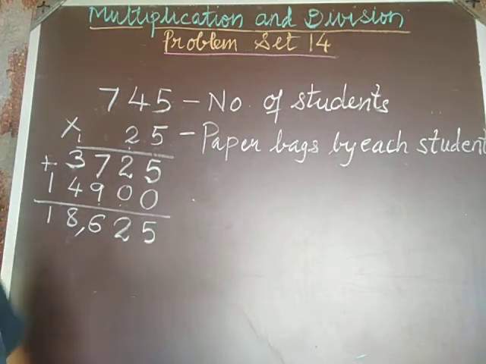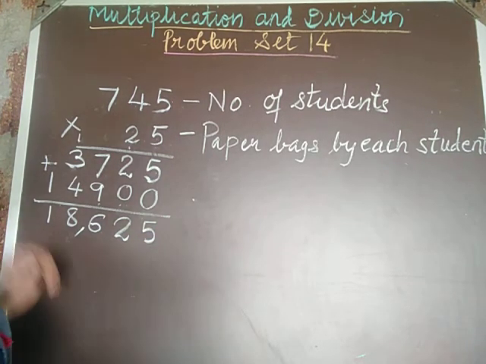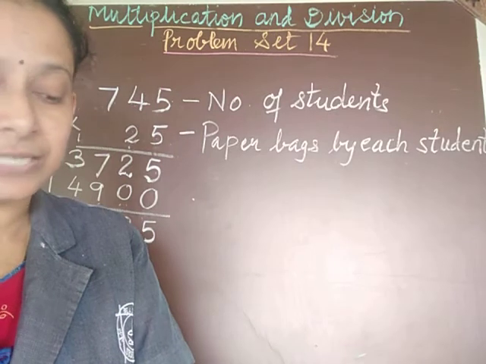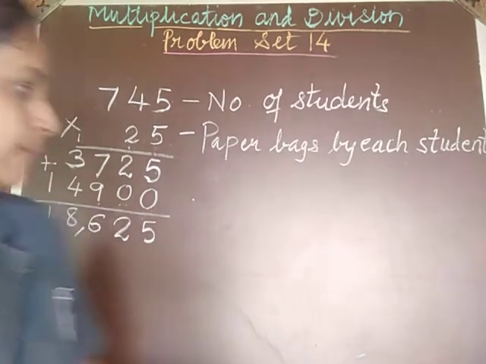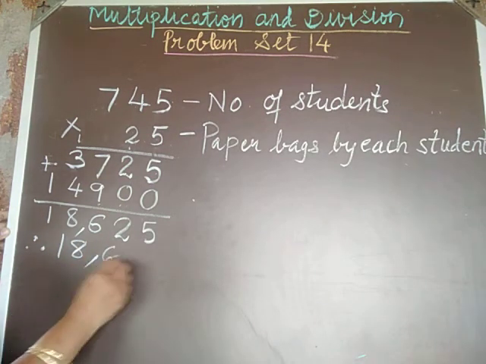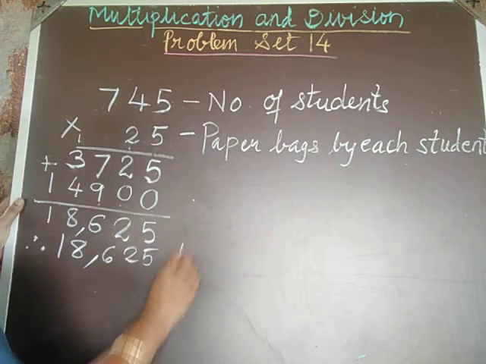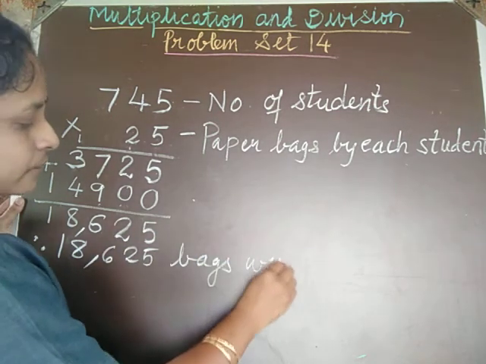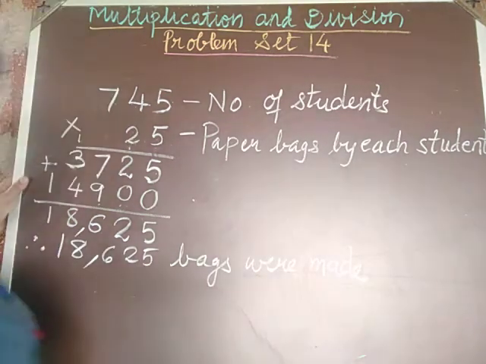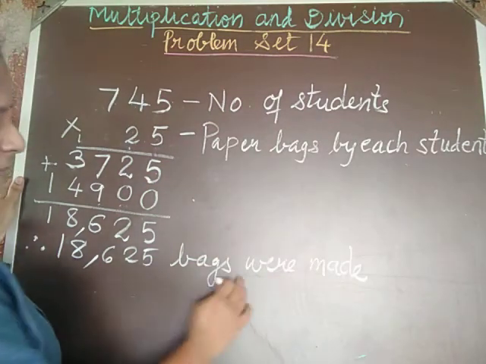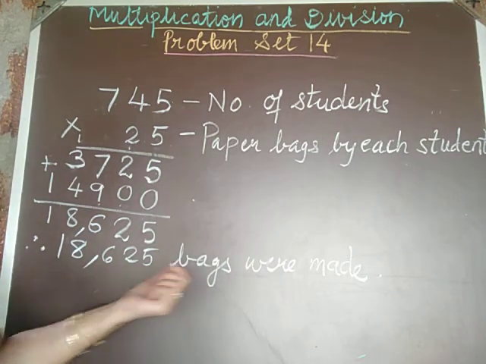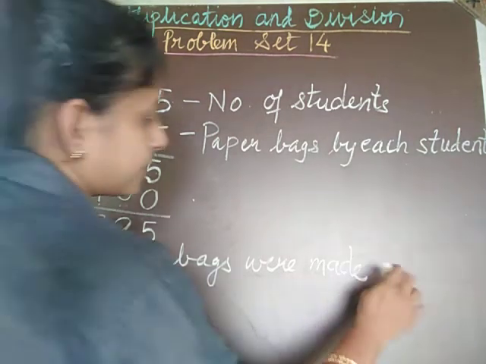18,625 paper bags were made by 745 students. So how are you going to write? You are going to write according to the question asked. The question is, what was the total number of paper bags made? Therefore, you are going to write here, therefore, 18,625 bags were made. Because the students is not mentioned, you will write 18,625 bags were made in total.